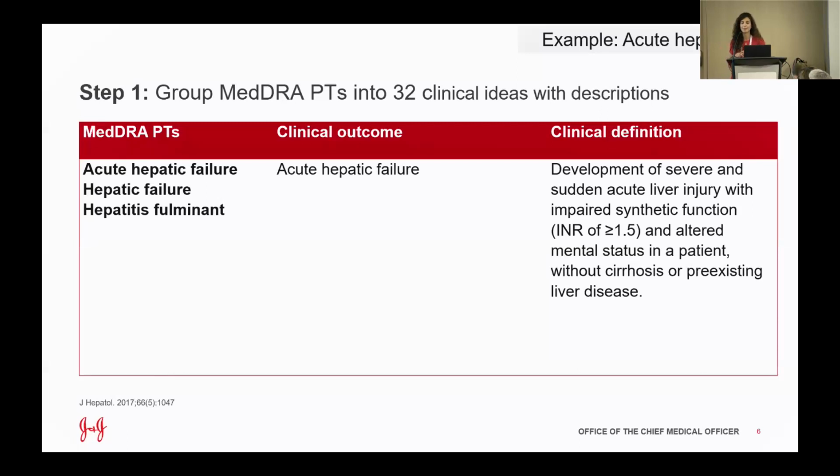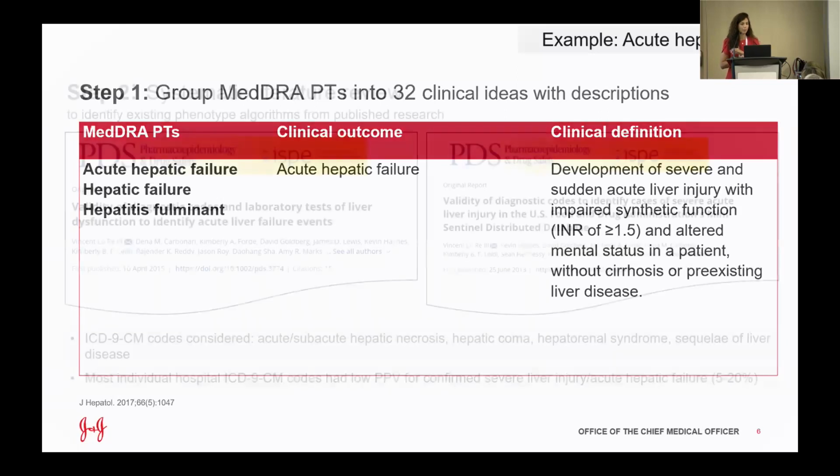Our clinical team asserted that the clinical event, the outcome we're interested in here, should be acute hepatic failure in the context of drug safety. They also provided a clinical definition and description, and here they use an authoritative case for each of the DME to come up with a consensus of what clinically the case we're interested in.